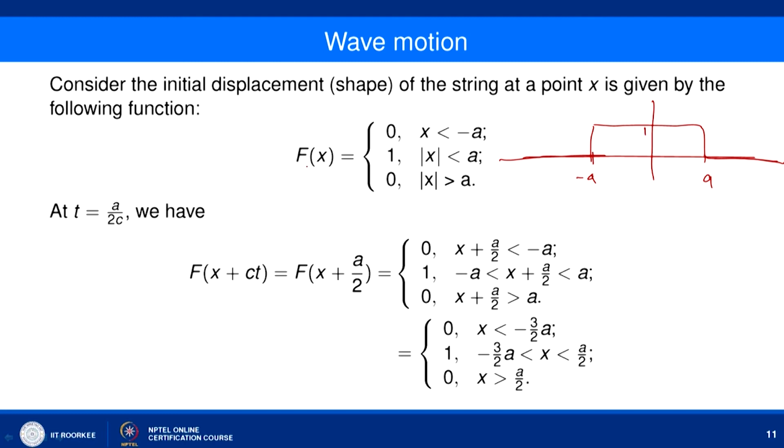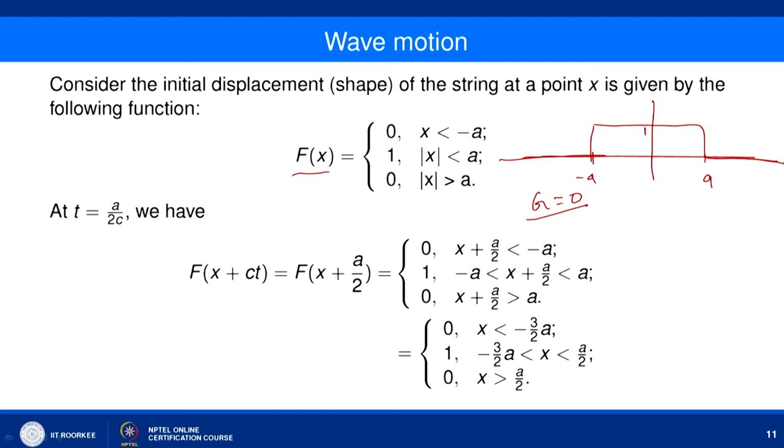And so, we say that f of x is given as 0 when x is less than minus a, 1 when mod of x is less than a, and 0 when x is bigger than a. So, here this is your initial displacement given, and we are assuming that g is equal to 0, which means that it will not have any initial velocity.